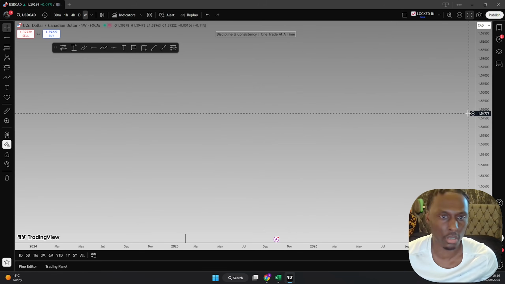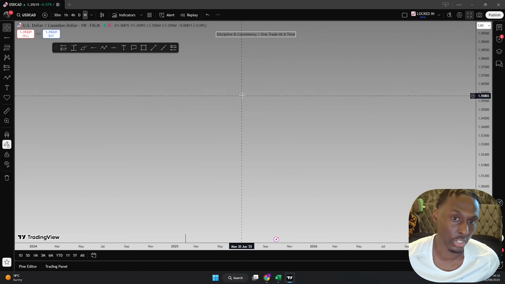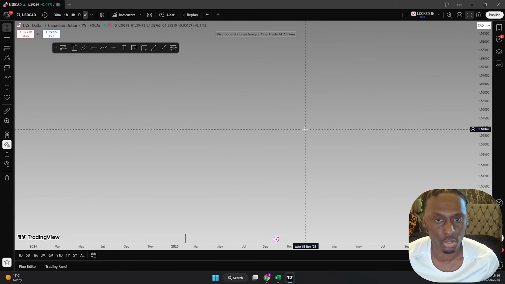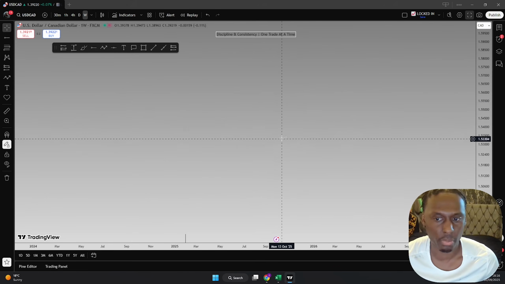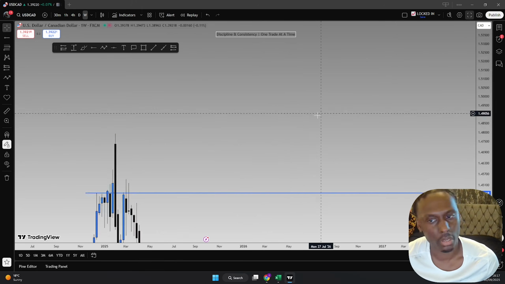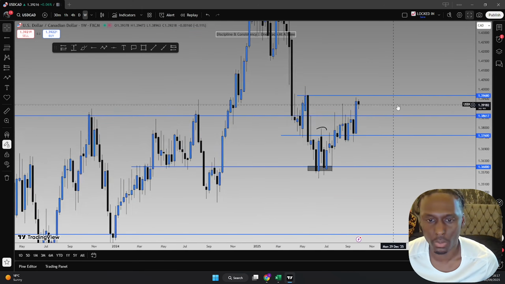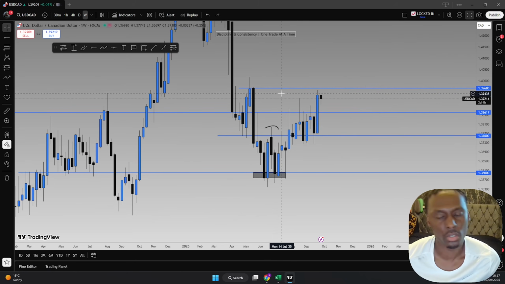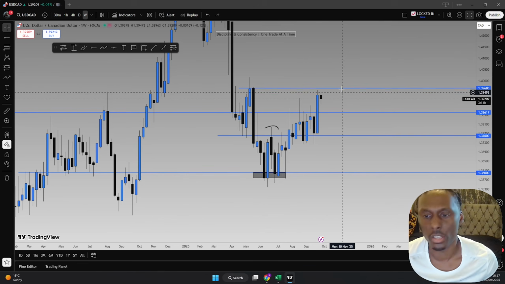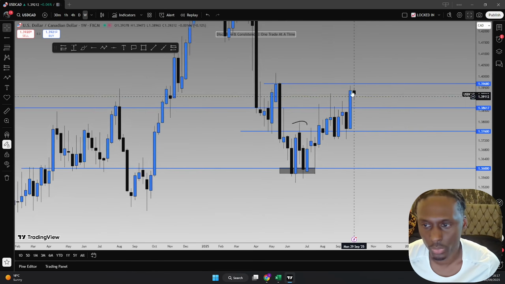Sometimes I might bypass the 4 hour, go straight to the 1 hour. And then sometimes, let's say if I can't get an entry off the 1 hour because price doesn't give me an opportunity, that's when sometimes I'll go to the 4 hour and I'll wait for a break and retest on the 4 hour. But we'll get into that. So like I said, you want to be doing your weekly top-down analysis, daily, and then so on and so forth. So weekly, this is where I'm starting at.